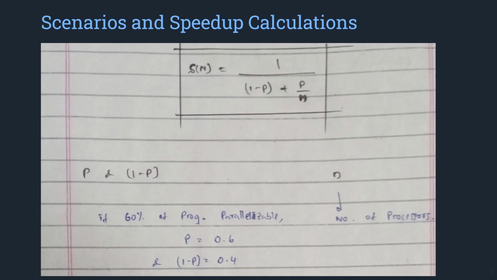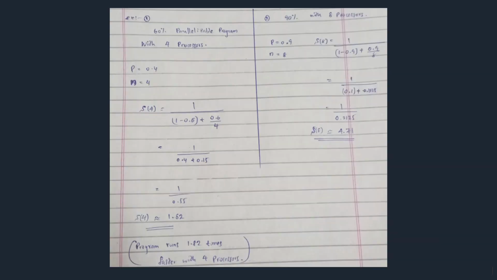If 60% of the program is parallelizable and n is the number of processors, then p is equal to 0.6 and 1 minus p is 0.4. The program is 60% parallelized with 4 processors, so p is 0.6 and n is equal to 4. If we put the values into the equation, S will be 1.82, which means the program runs 1.82 times faster with 4 processors.